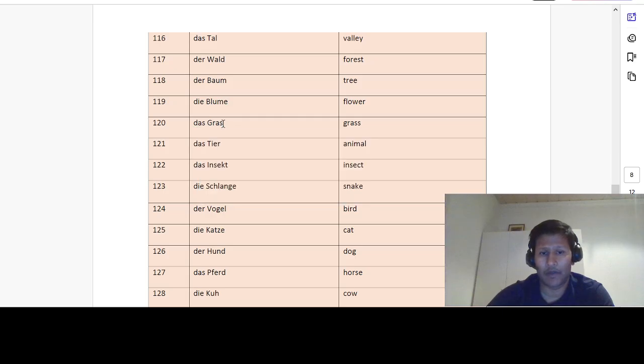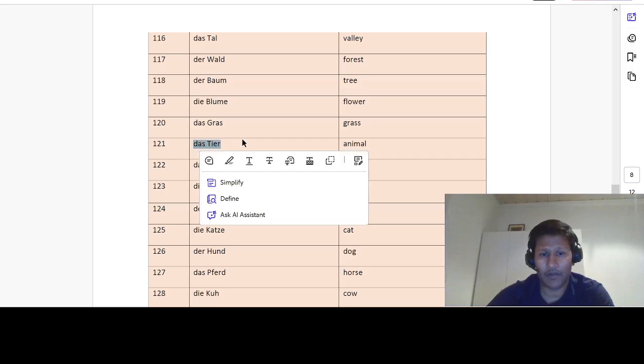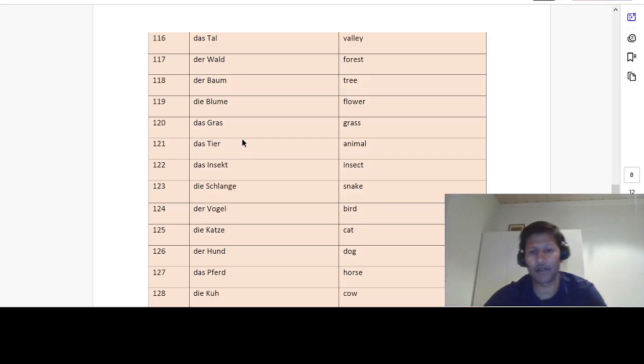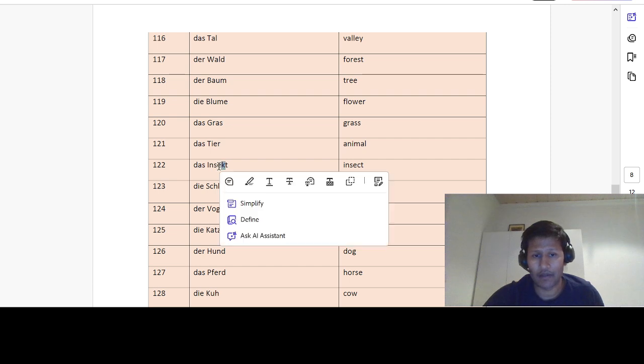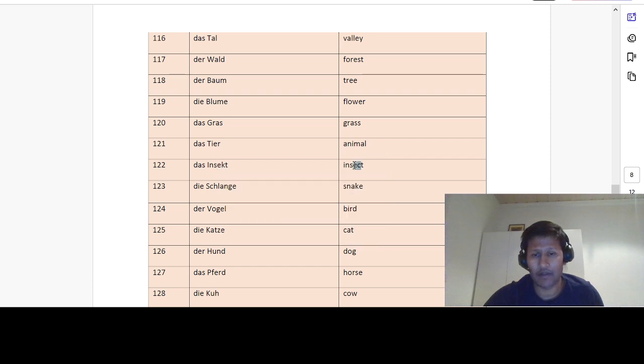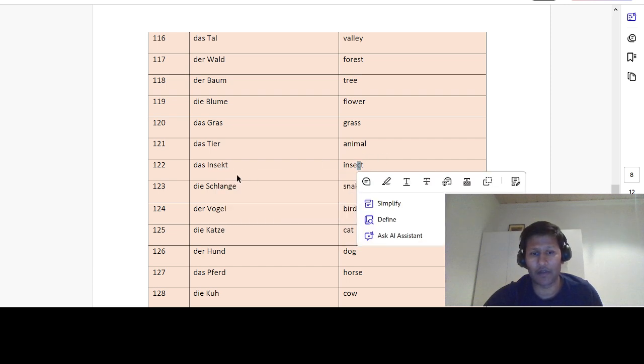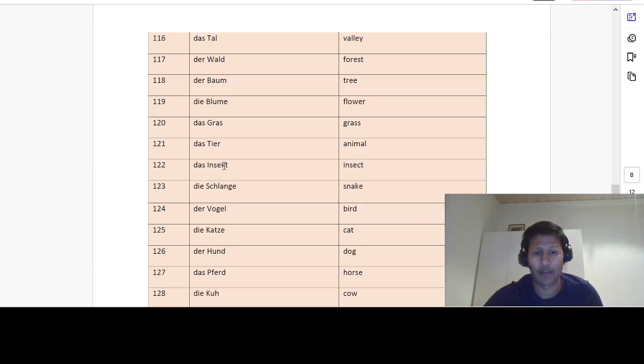This is similar but not double S here. Okay, das Gras. And then we have das Tier. Animal is called das Tier. And then das Insekt. This is also insect, but this letter is not the same as English. In English we say ka here. Okay, so das Insekt. And then we have die Schlange, snake. Die Schlange.